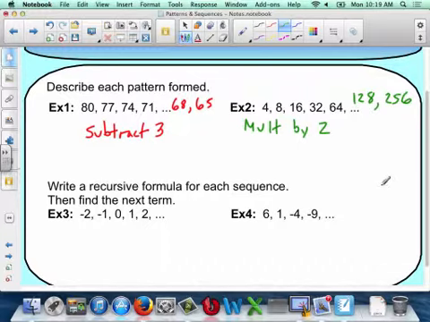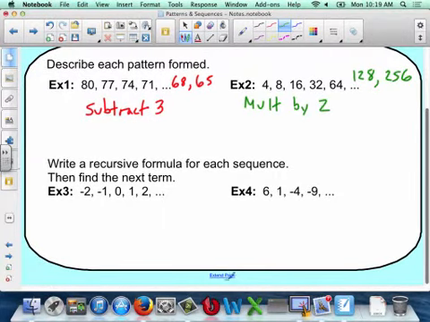Okay. All right, number 3. I'm going to walk you through number 3, and we'll put you in charge of number 4. Number 3 says write a recursive formula. What is the framework, right? This is the template we're going to do for recursive. Every recursive formula starts with what? A sub what? Sub n.